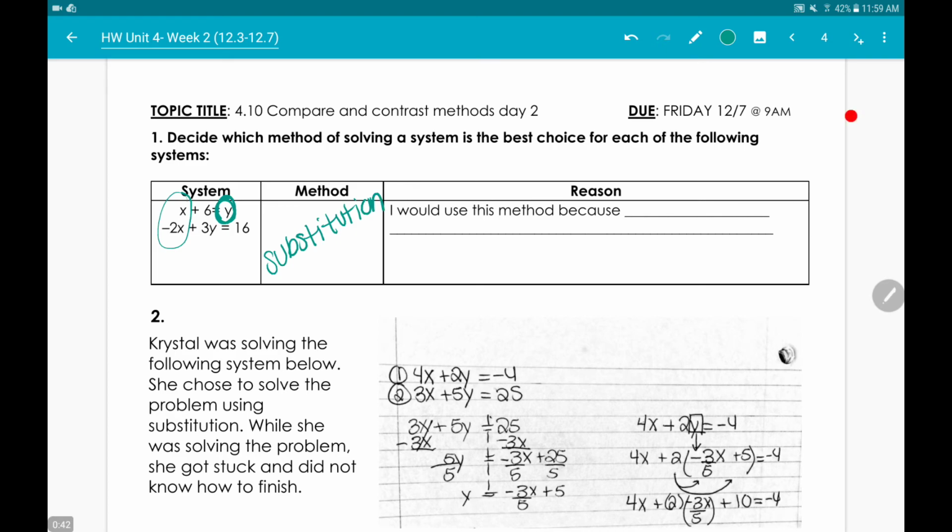And I would use this method because the variable y in equation 1 is already isolated. So now that we're on day 2, we want to get a little bit more specific.